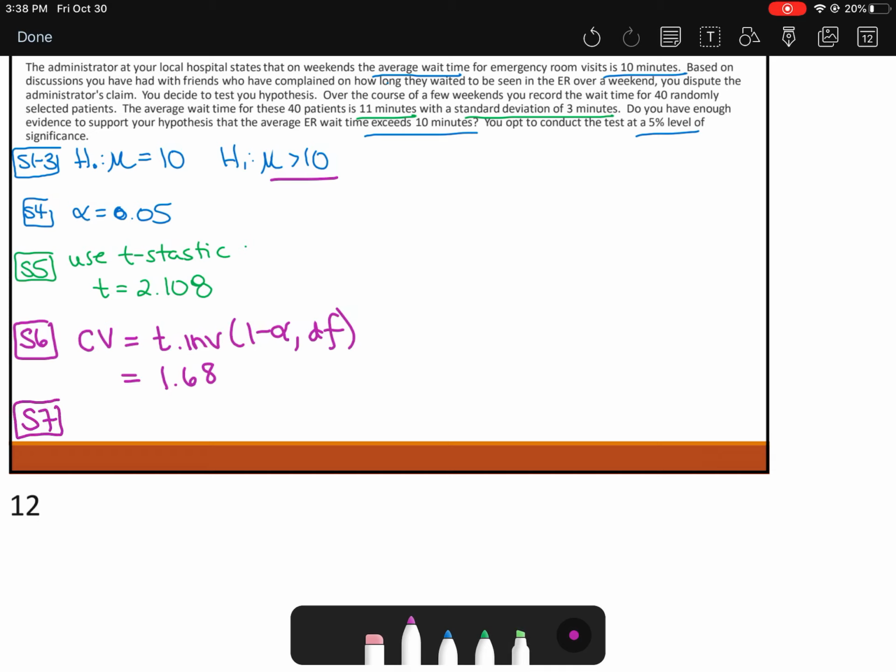Now the next step, step 7, is I'm going to compare my t statistic with the critical value. I know my t statistic is greater than the critical value. So when your t statistic is greater than the critical value, you reject the null hypothesis. I'm just going to go over here and write that down.